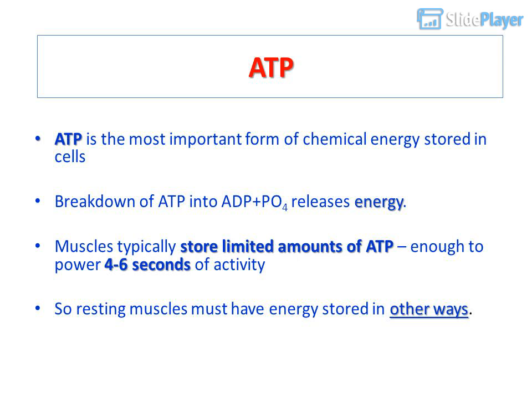Breakdown of ATP into ADP plus Pi releases energy. Muscles typically store limited amounts of ATP, enough to power 4 to 6 seconds of activity. So resting muscles must have energy stored in other ways.